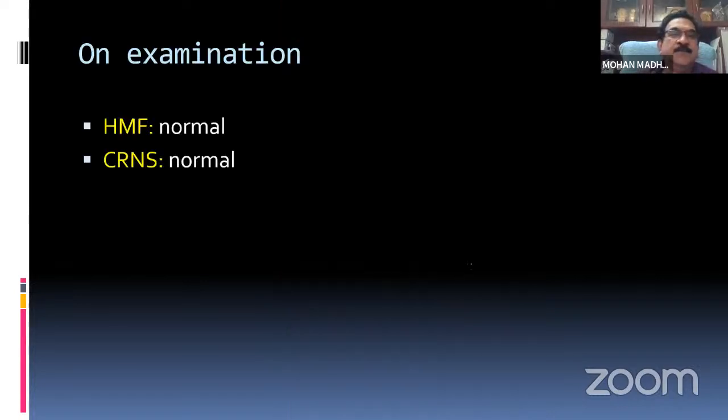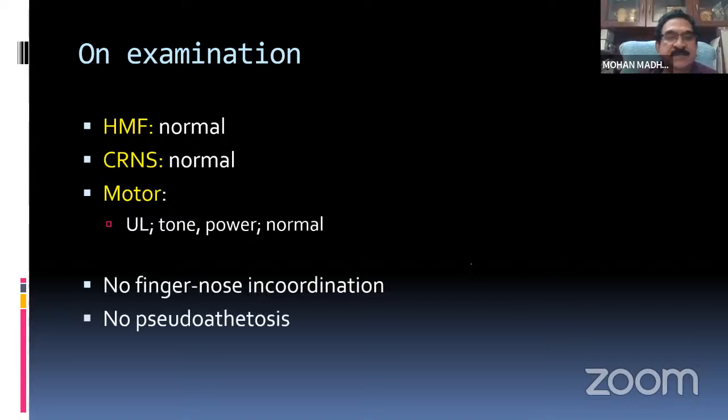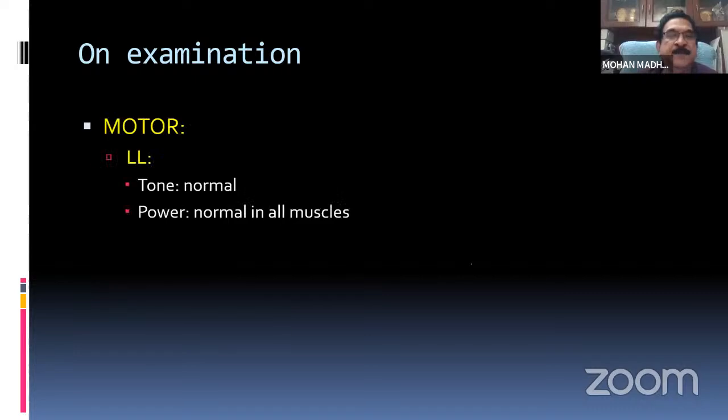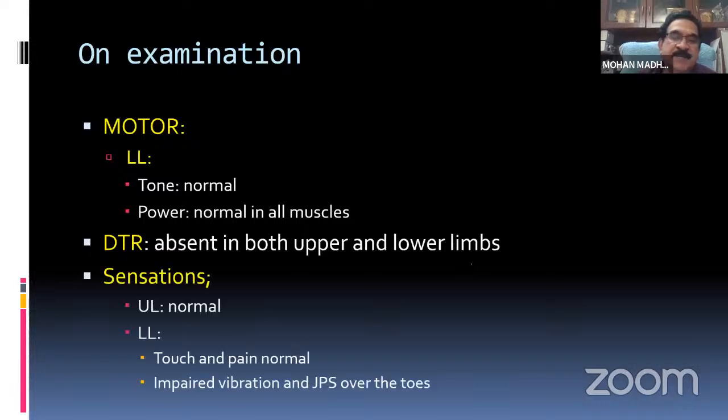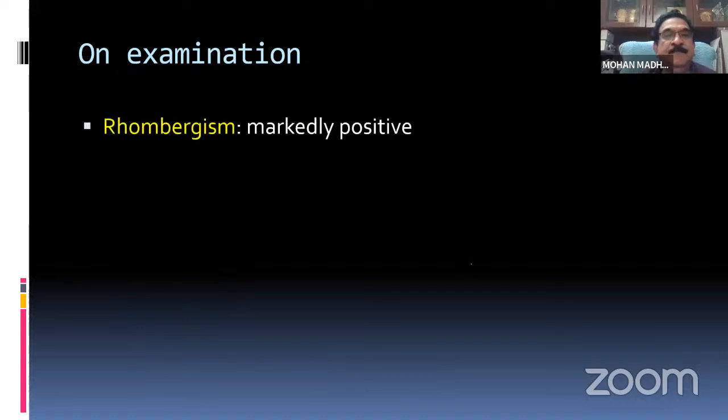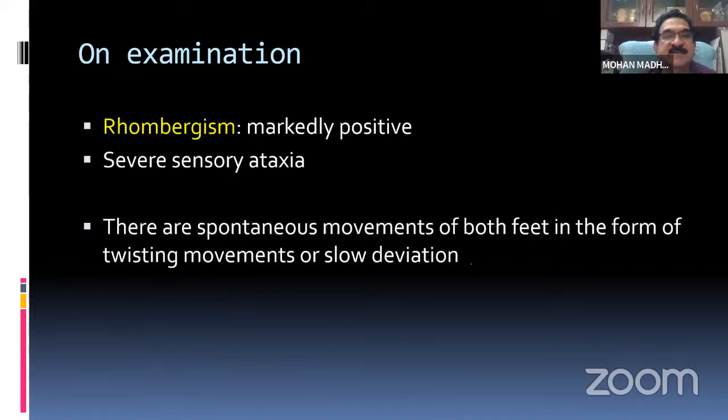So Hoffmann's normal, plantars normal, motor tone and power normal, no finger-nose incoordination, no pseudoathetosis. Lower limb tone and power normal, jerks absent in both upper and lower limb. Sensations: upper limb, there is impaired joint sense, I forgot to write that. Lower limb touch and pain normal, impaired vibration and JPS over the toes. Romberg markedly positive, severe sensory ataxia.